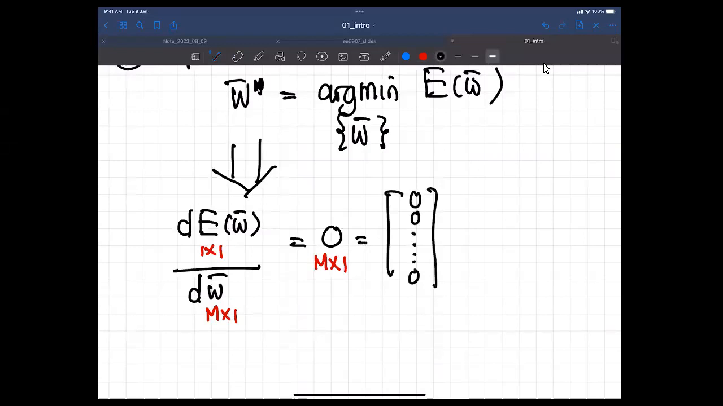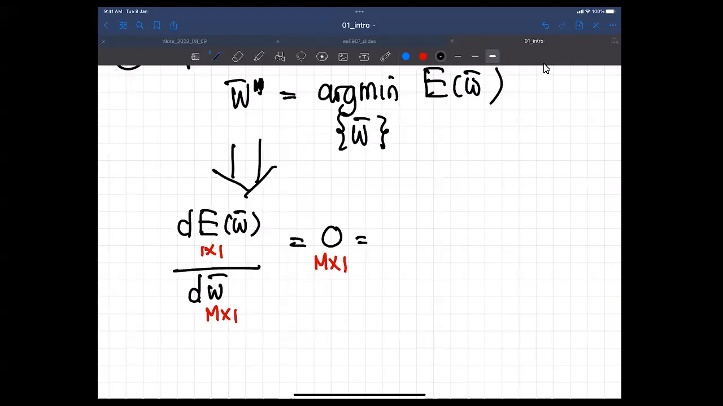Okay, so now how can we do this computation of the derivative? I don't want to dwell too much on this. You have to assume that you know how to do the derivative of it. But if you don't, just look at the lecture notes.